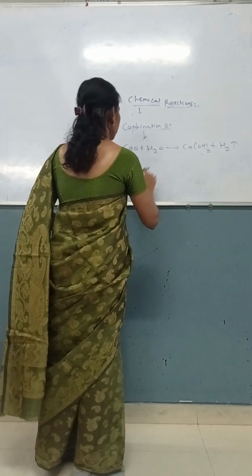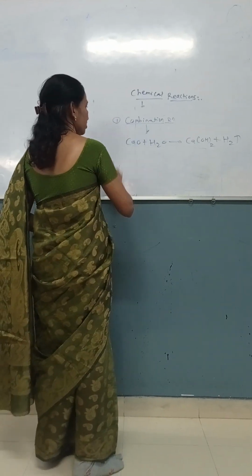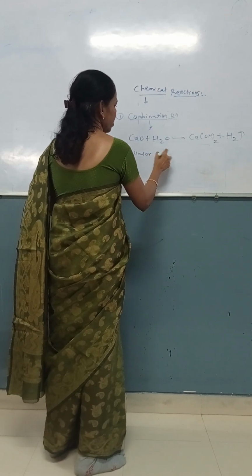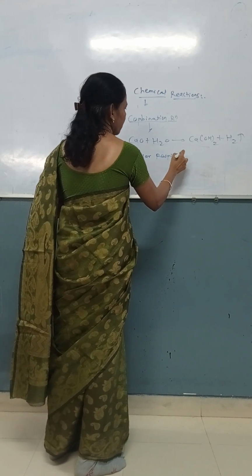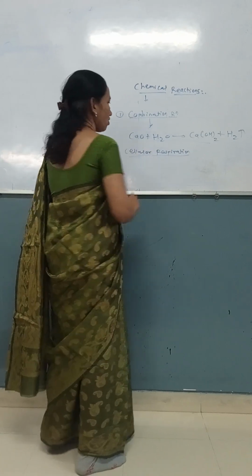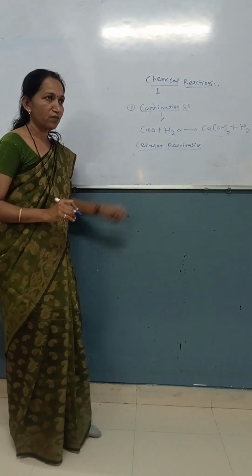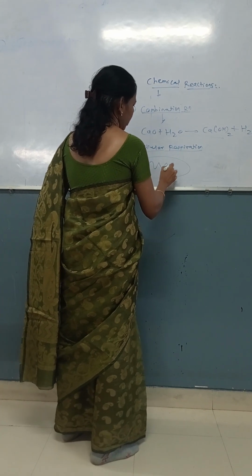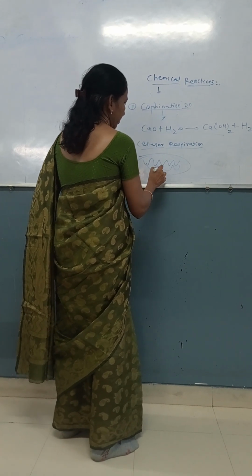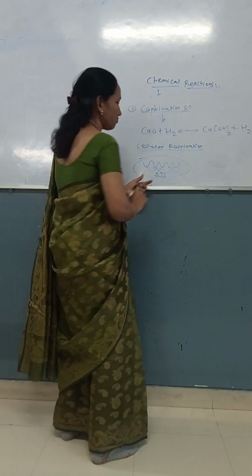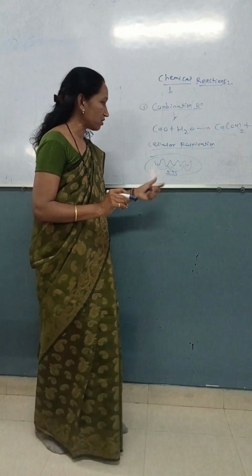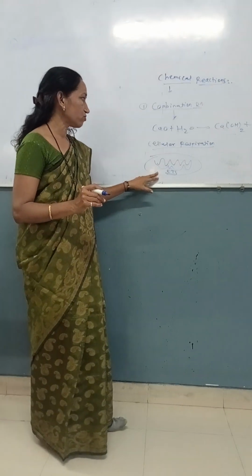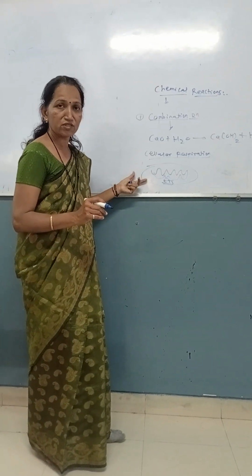Calcium hydroxide is formed here. This is the combination reaction. Another example of this reaction is cellular respiration. Cell organelles like the mitochondria. This is the structure of mitochondria. Electron transfer system is present in mitochondria. Mitochondria are called the energy molecules, and the particular reaction is opposite that.